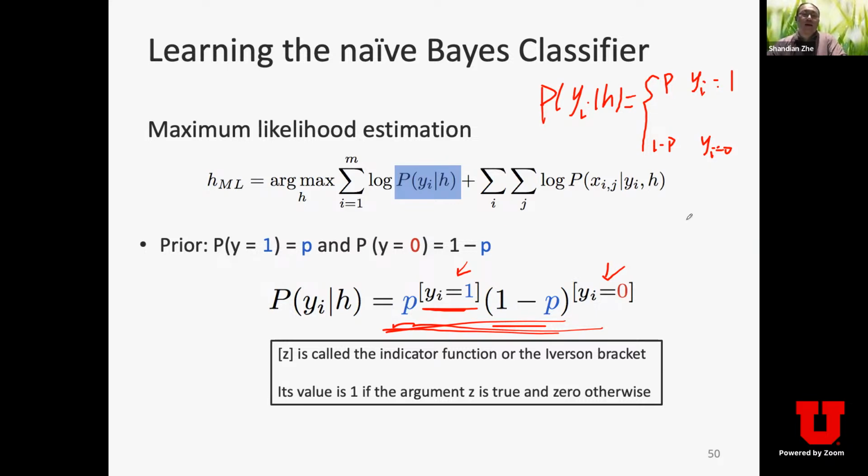On the other hand, if you take yi equals 0, what will happen? You know that this indicator function will simply be 0, and then p to the power of 0 is simply 1. And this indicator function is 1, then your result will be just 1 minus p. So now it's consistent with this if-else case. This is a very smart way to summarize the two cases together into one formula.